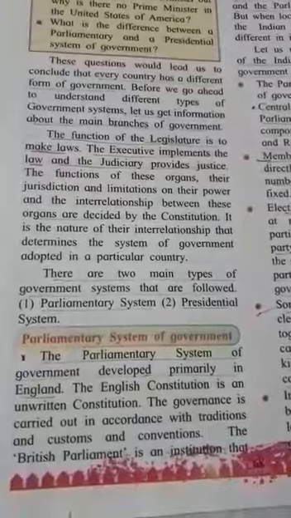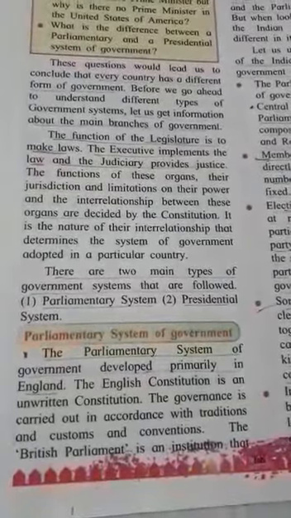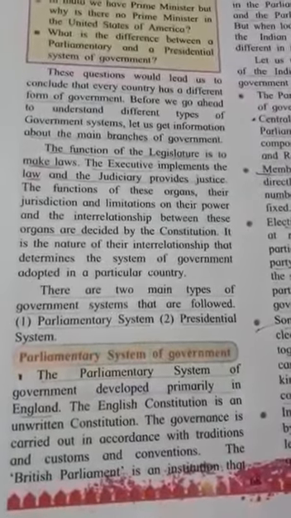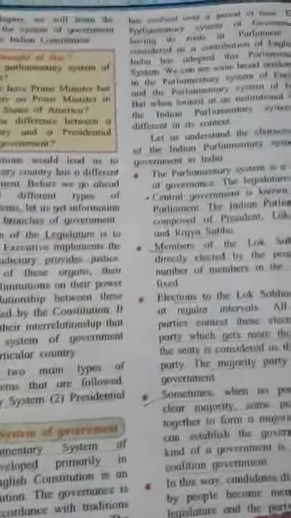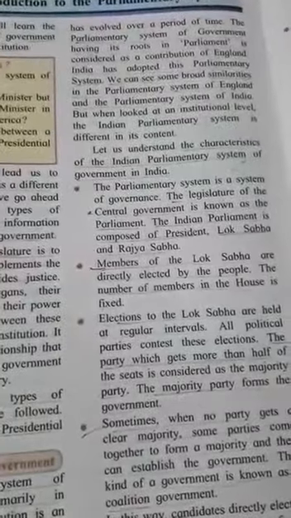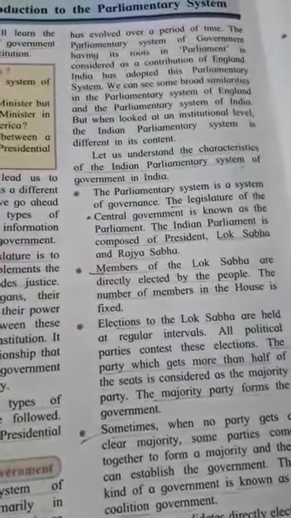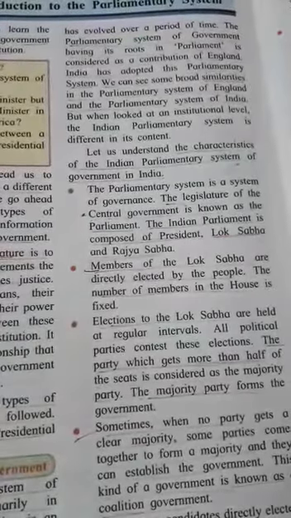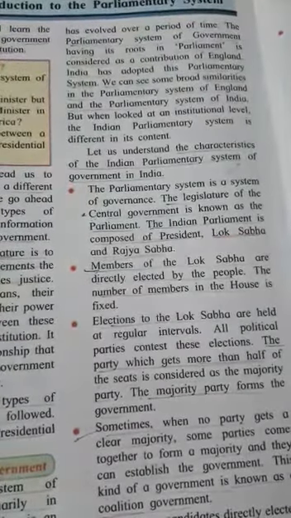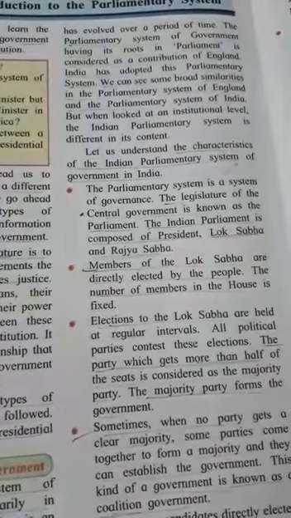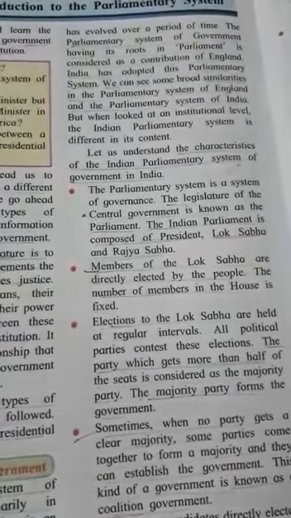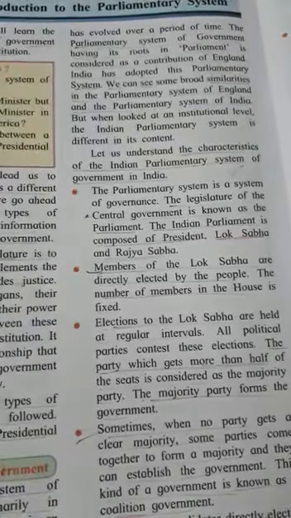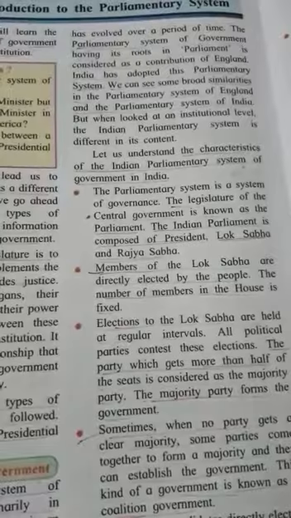The parliamentary system of government. The parliamentary system of government developed primarily in England. Parliamentary system of government having its root in Parliament is considered as a contribution of England. India has adopted this parliamentary system. We see similarities in the parliamentary system of England and the parliamentary system of India.